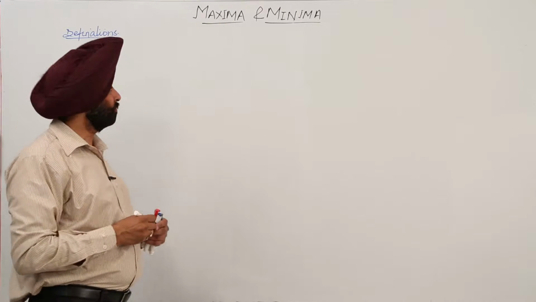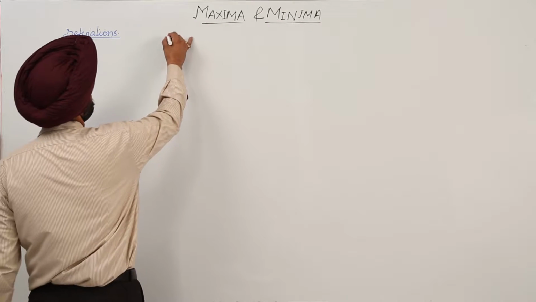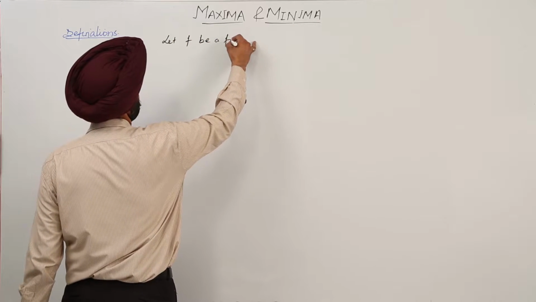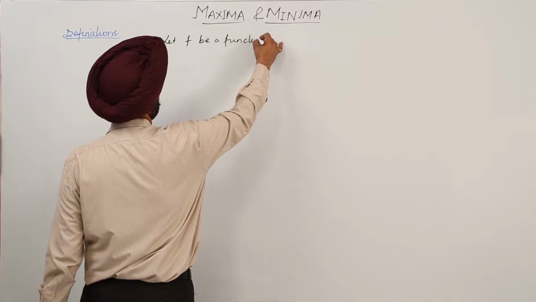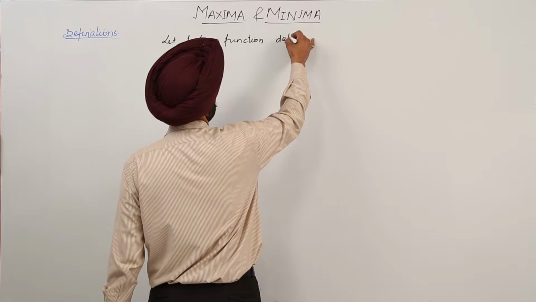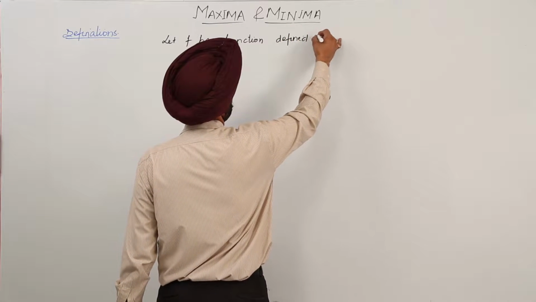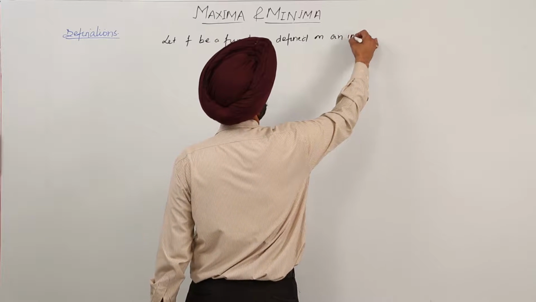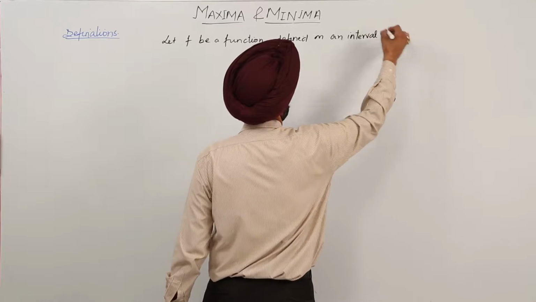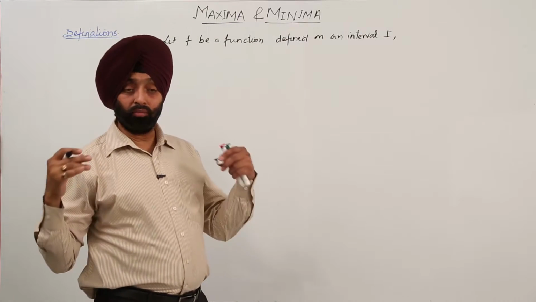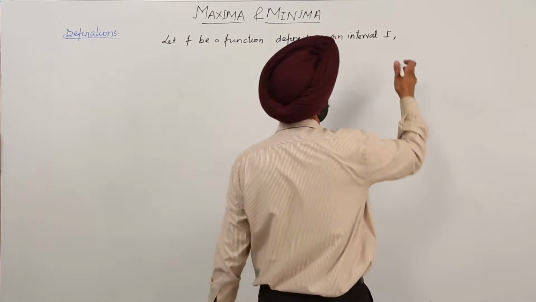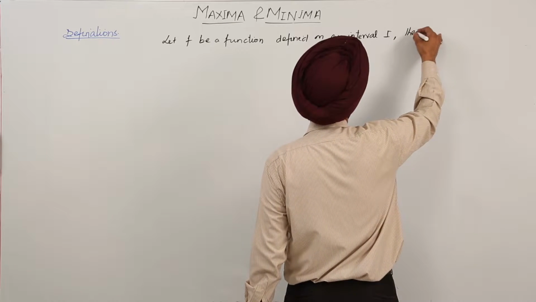Now moving to the definition part. Now we have: let f be a function defined on an interval I. I is what? I is an interval. I have just said only interval. It can be open, it can be closed. We are going to check it. Okay.